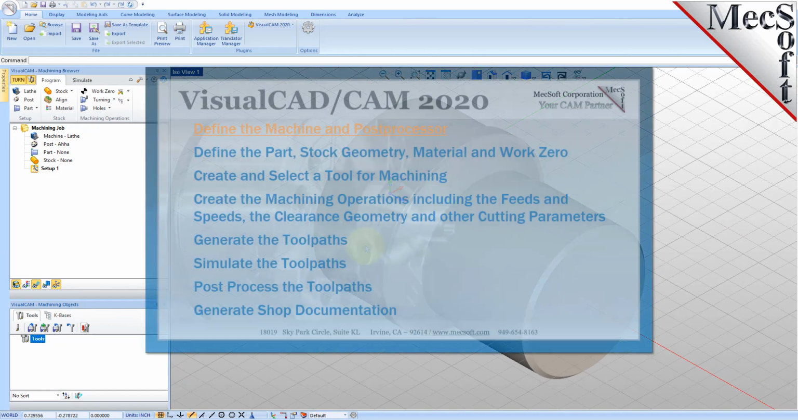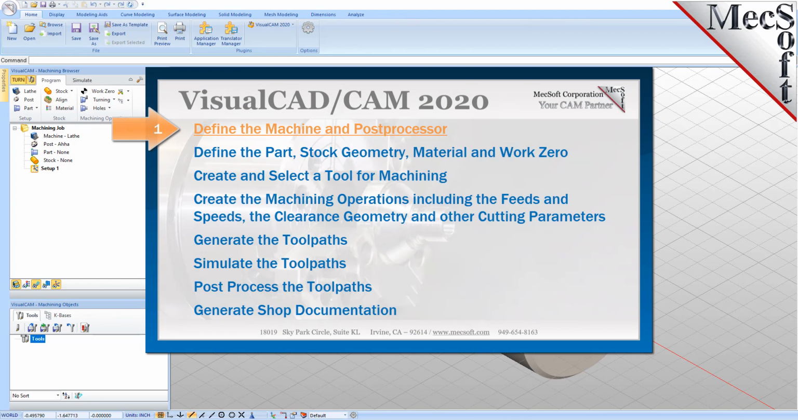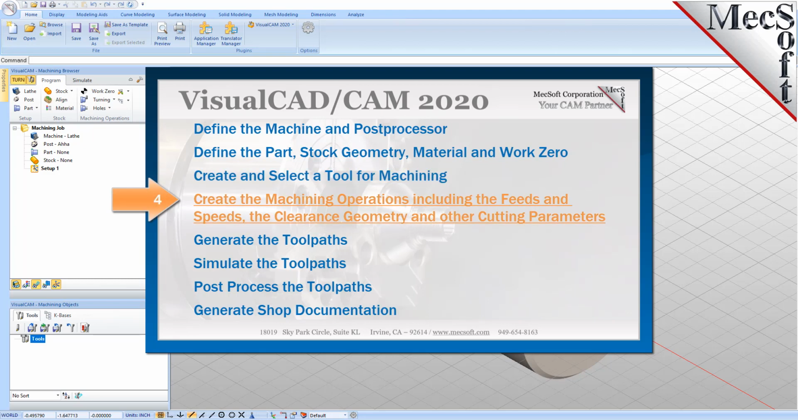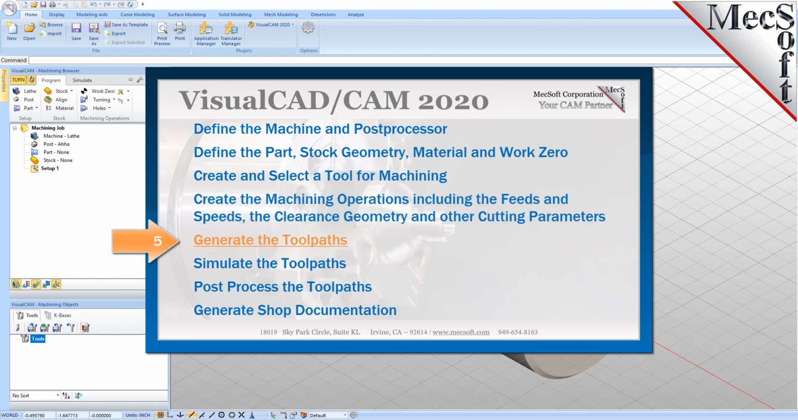We will perform the following basic steps in machining this model. First, we will define the machine and the post-processor to use. Then, we will define the part and the stock geometry, material, and work 0. Then, we'll create and select a tool to use for machining. We'll create the machining operations, including the feeds, speeds, the clearance geometry, and other cutting parameters. Then we'll generate the toolpaths, simulate the toolpaths, post-process the toolpaths, and then generate shop documentation.